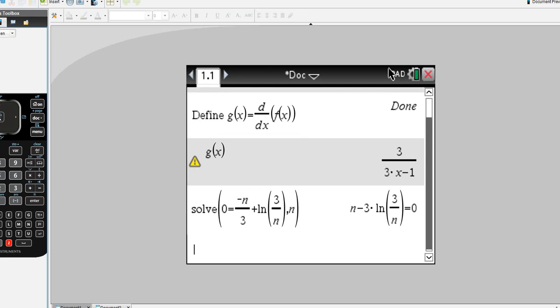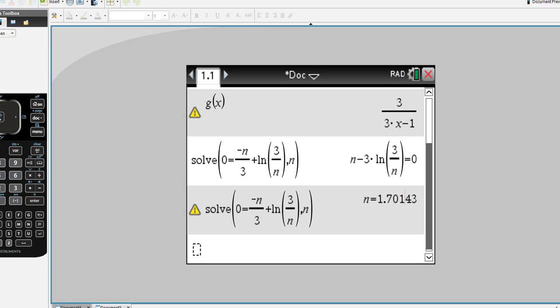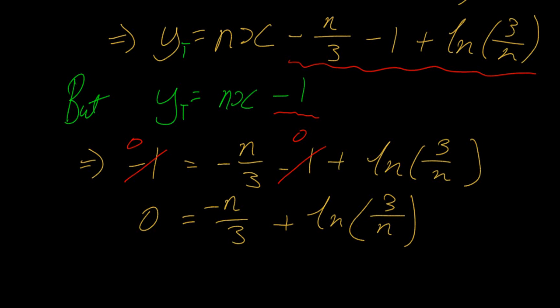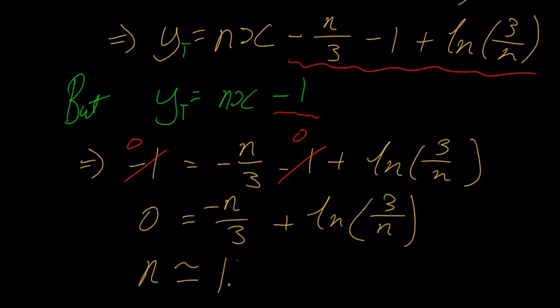Going back to here, I pressed enter once, which doesn't quite give us a correct value, so pressing Control Enter will give us a plausible n value of 1.70143. Yeah, seems about right. Okay, we'll approximate this to 3 decimal places. Alright, so this actually works quite well.